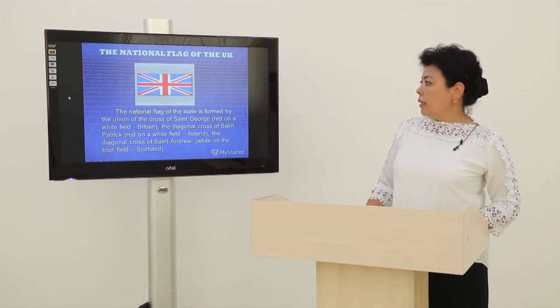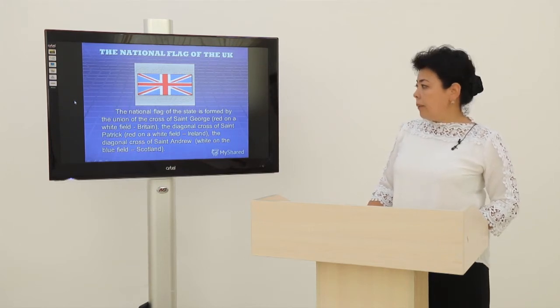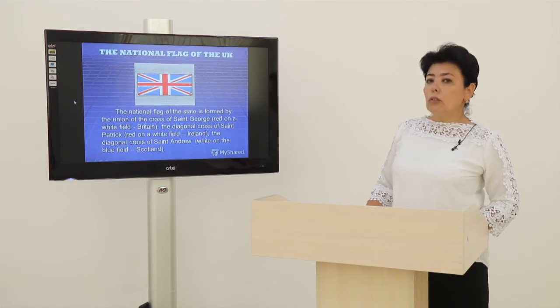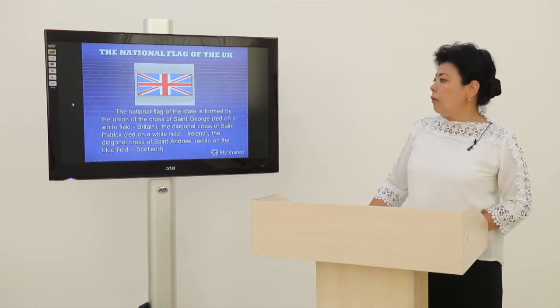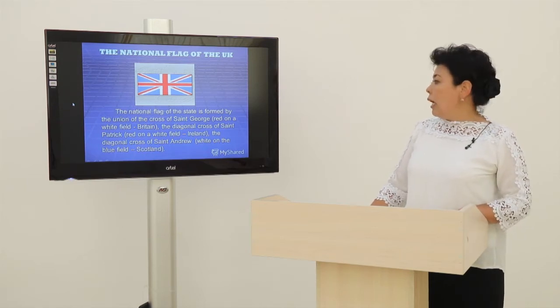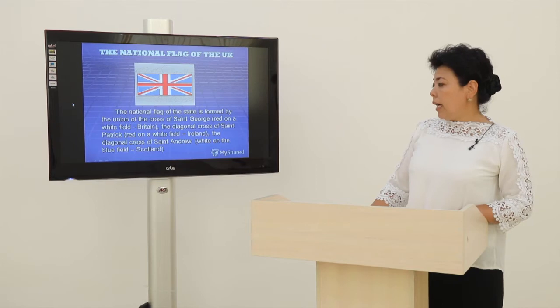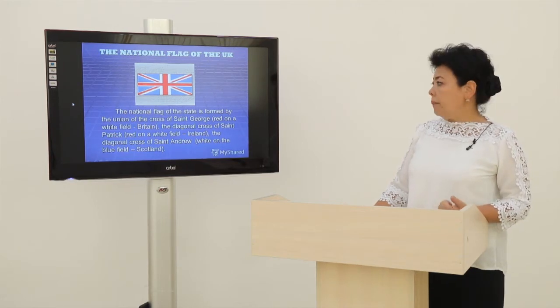So look at the flag. This is the flag of the United Kingdom. It consists of three colors: red, blue and white. The national flag is called the Union Jack. It is formed by the union of the Cross of St. George, according to the history of Great Britain: red on a white field, England; the diagonal cross of St. Patrick, red on a white field, Ireland; and the diagonal cross of St. Andrew, white on a blue field, Scotland. These are a little bit about the history of the flag.